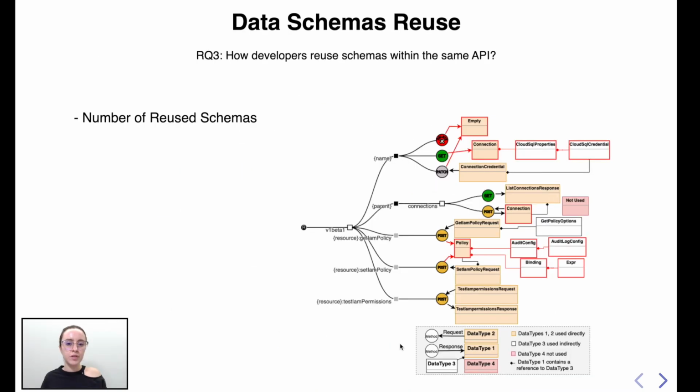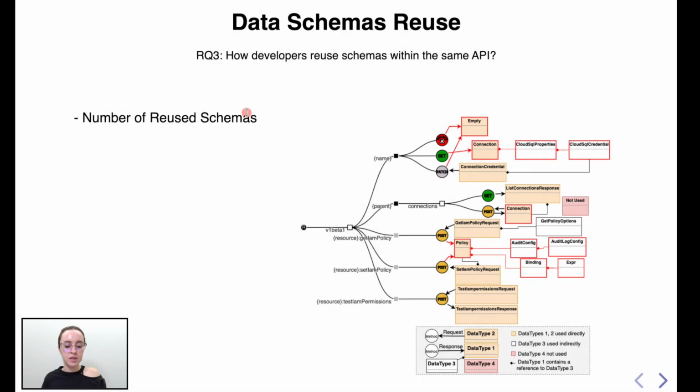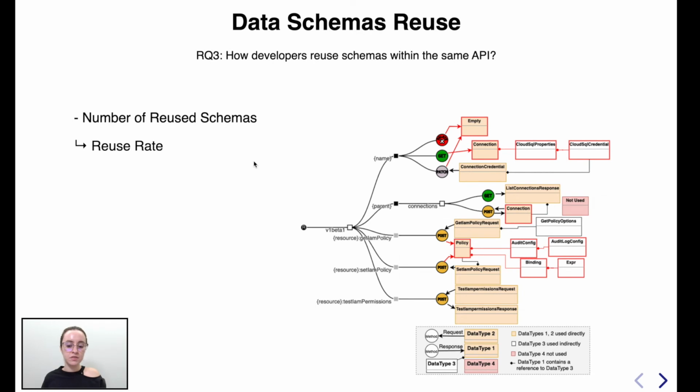To answer the third question regarding the reuse of schemas within the same API, we defined new metrics that compute the number of reused schemas in a data model. From our presentation, these schemas can be spotted by finding the ones having more than one arrow connecting them to an operation. And we also defined the reuse rate metric, which reflects the number of reused schemas among the total used ones.